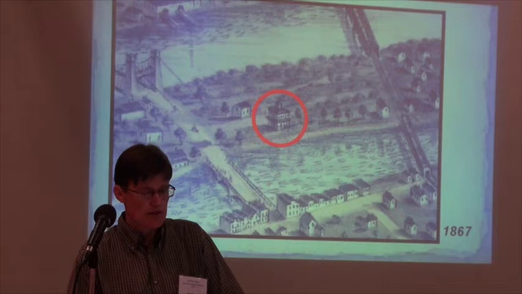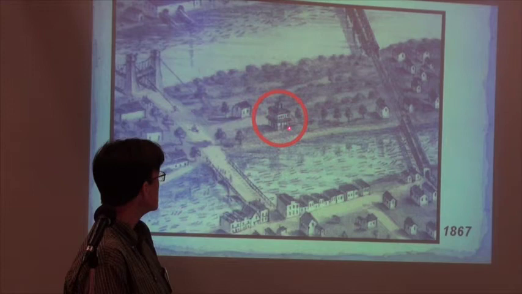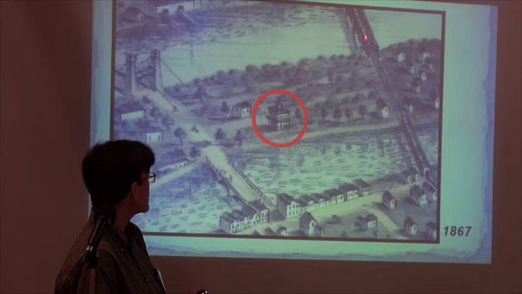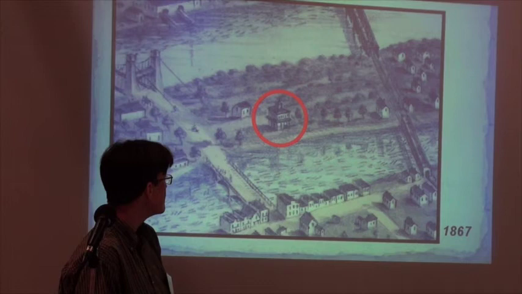You can see it's basically a square structure with a distinctive little cupola in the middle. This is Hennepin Avenue. This is the original Hennepin Avenue suspension bridge. And this railroad line still runs across the island. So St. Anthony Main is over here.